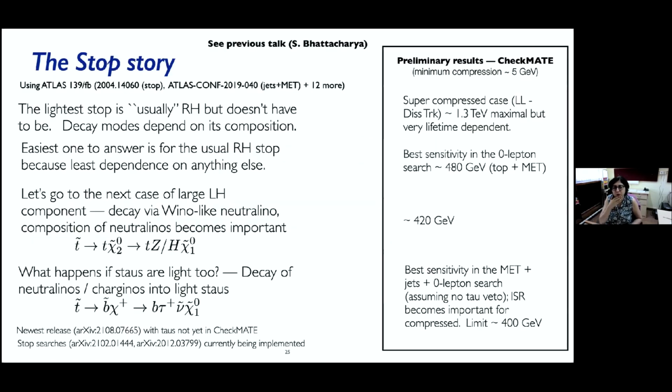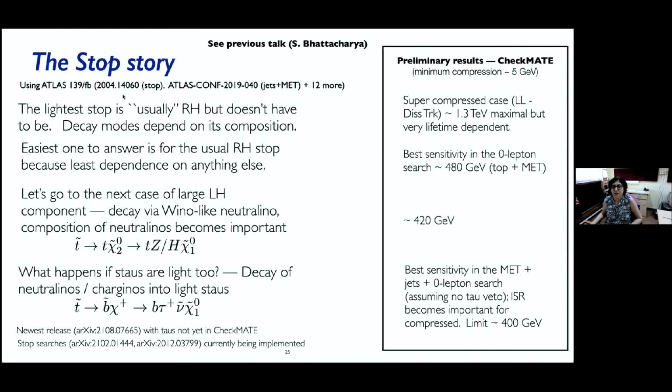So again, I won't go into great detail about this because we just had a long talk about stops. But I'll give you an overview of what we find. The easiest stop case is where it goes to a top and a neutralino, and there the main way in which you can reduce your sensitivity is by making it more and more compressed. And with large compression, we still find that with ISR you can probe about 500 GeV.